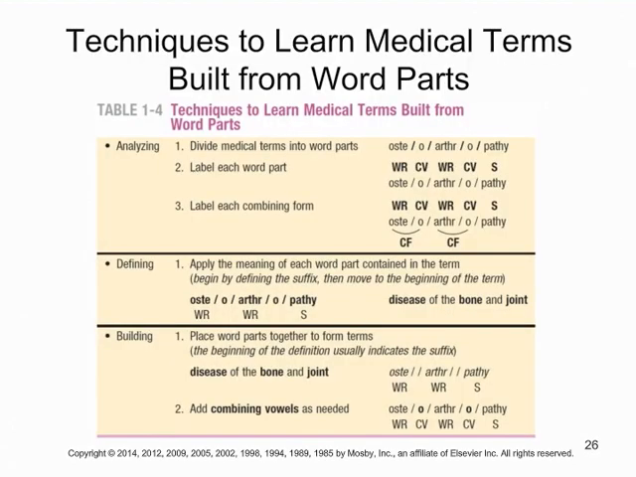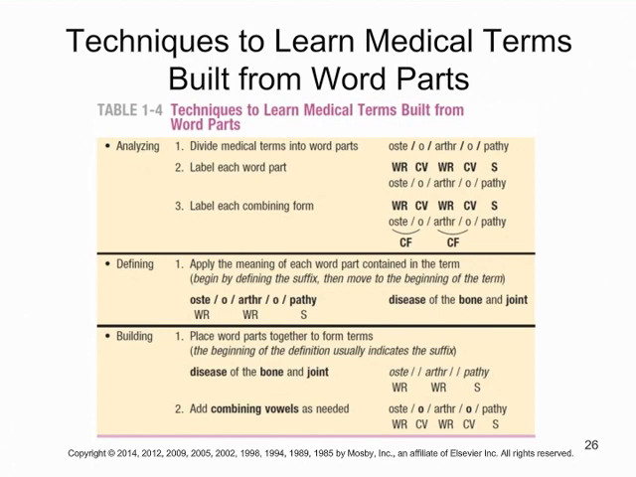So this chart is in your textbook on page 14, and it kind of goes through and breaks down the different techniques to learn the medical terms. So they break it down into three major categories, analyzing the word, then defining the word, then building the word.